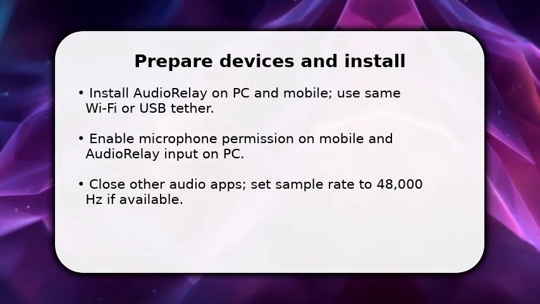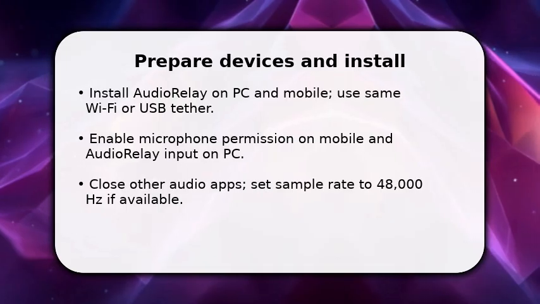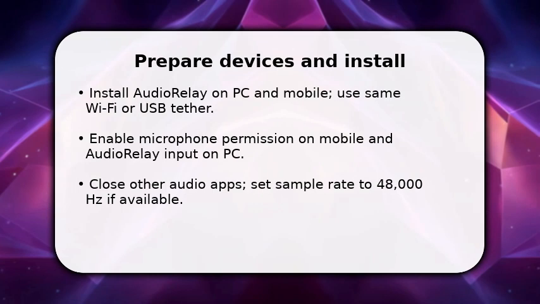You do this because exclusive access or mismatched sample rates cause dropouts, so set the app and system sample rate to match, typically 48,000 Hz.